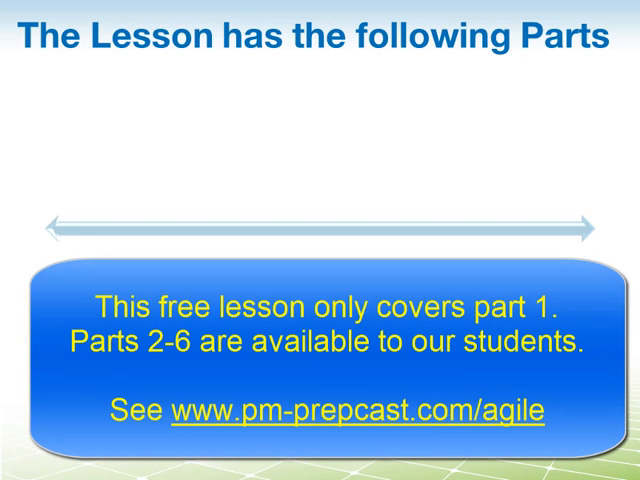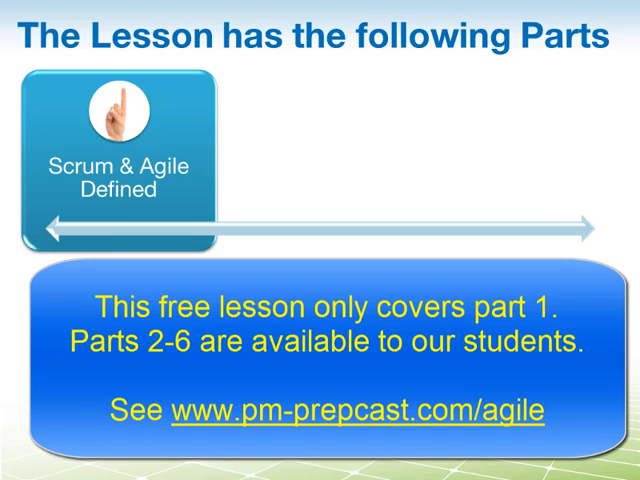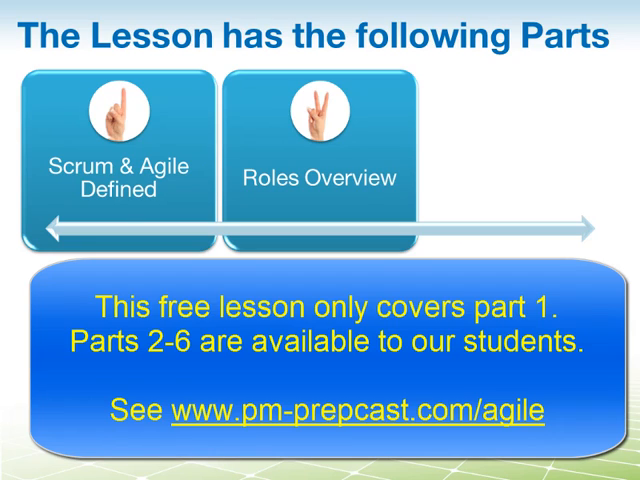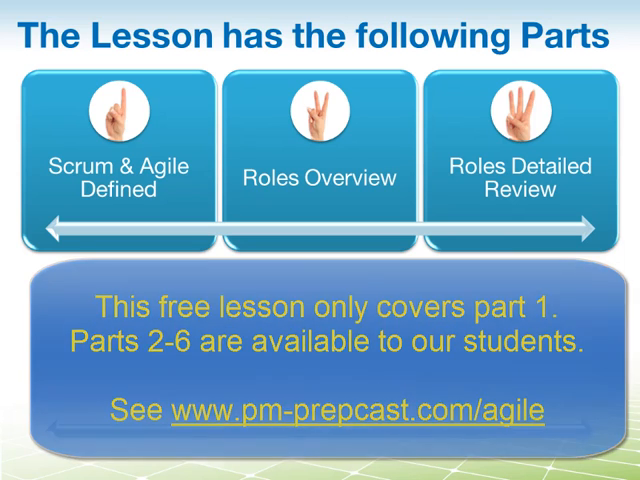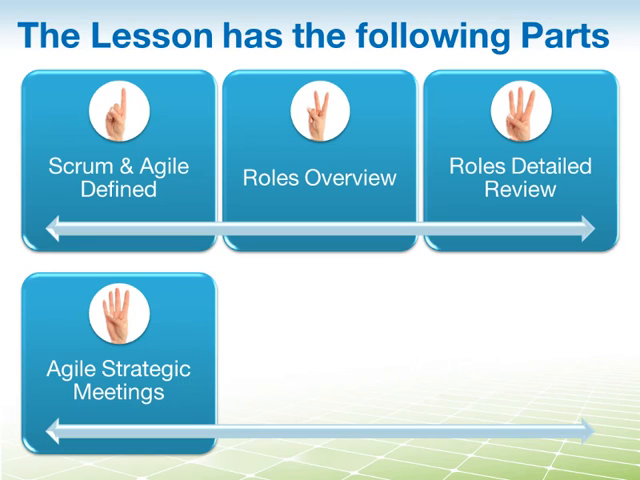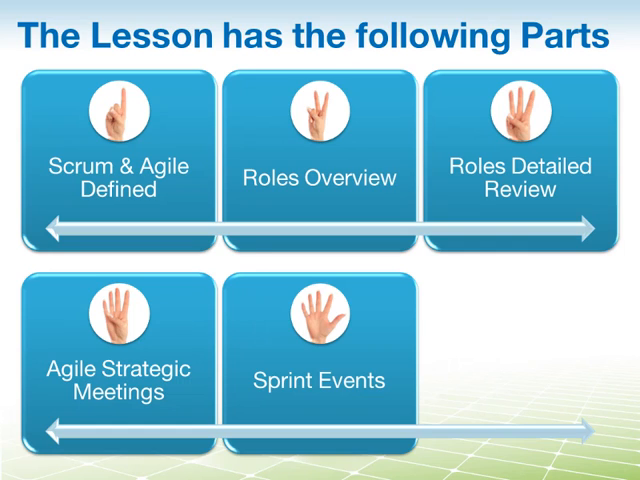In part 1, we will provide you with the insight into the differences between Scrum and Agile, because they are indeed quite different. This is important to understand so that when you are part of a Scrum team and your organization's upper management and other employees ask you what that means, or indeed if you get a PMI-ACP question about this, you will be able to accurately explain the differences. In part 2, we will look at an overview of the roles that are used in Scrum. Then in part 3, we will jump into the details of these roles. In part 4, we will review the Agile strategic meetings that are usually used during a Scrum project, and then we'll jump into the specific Scrum sprint events.